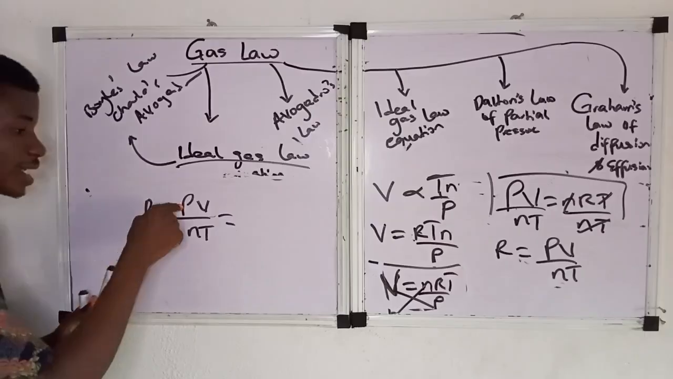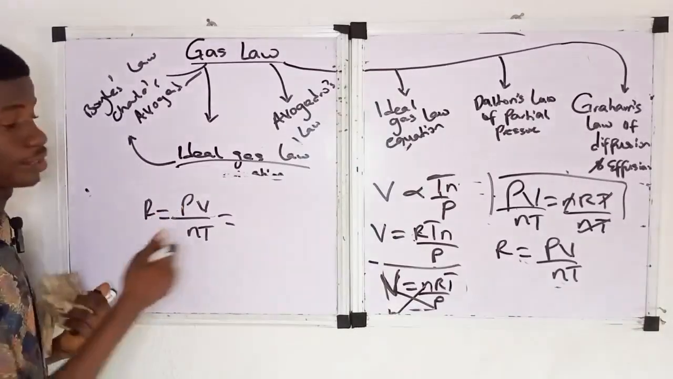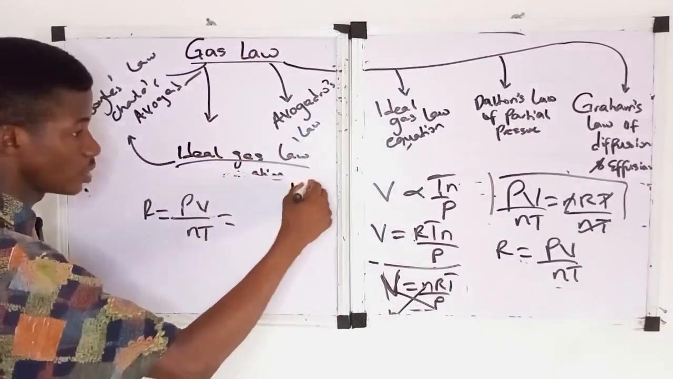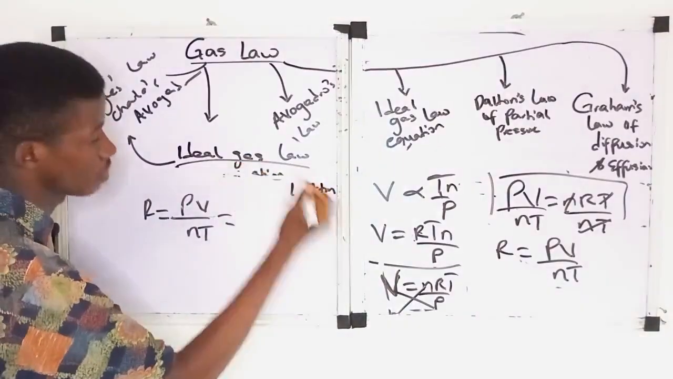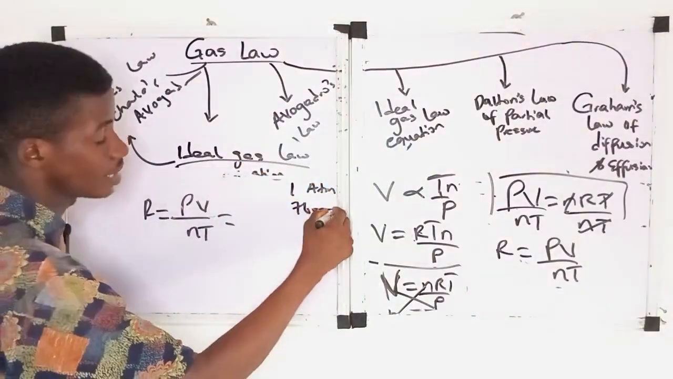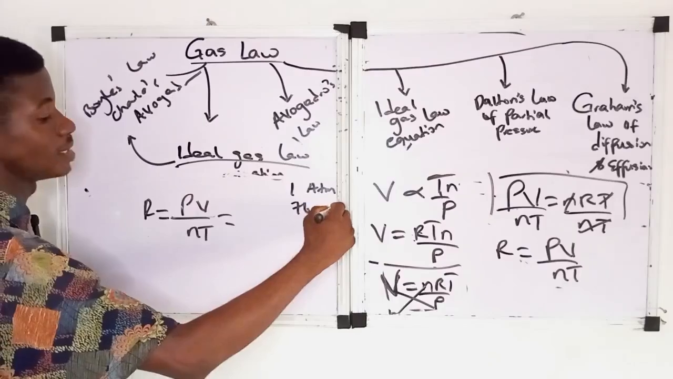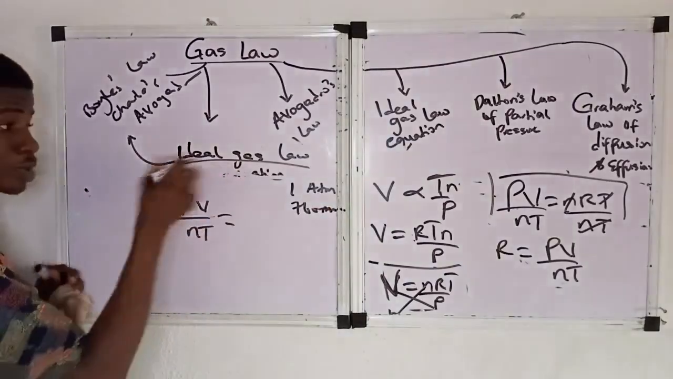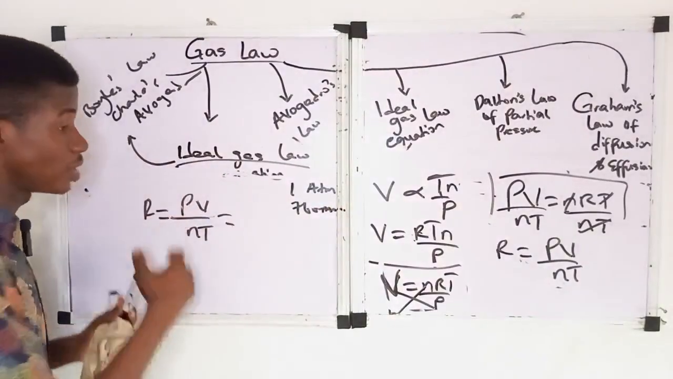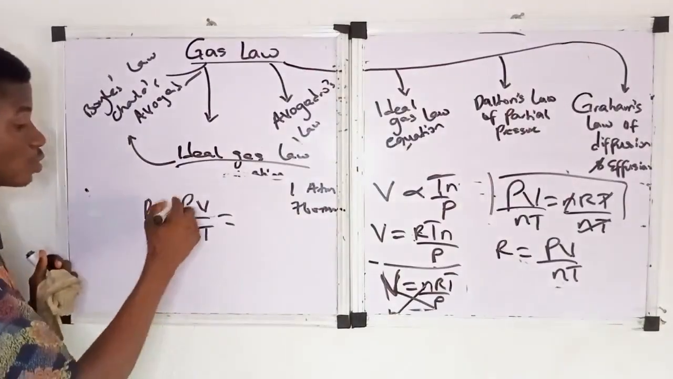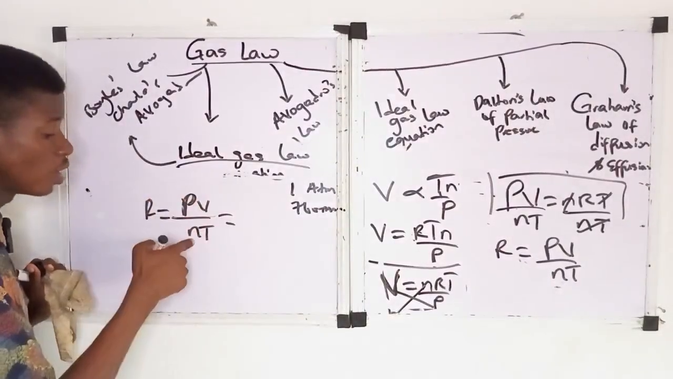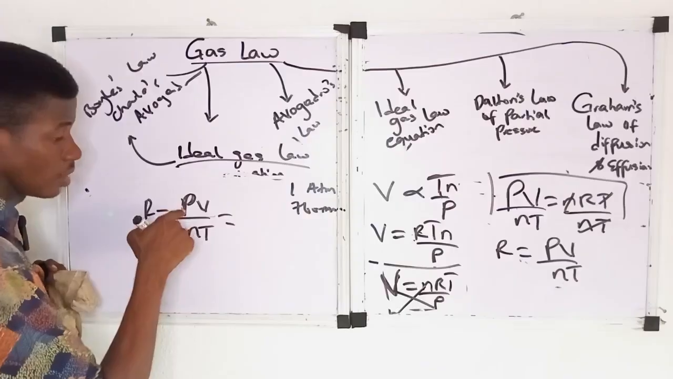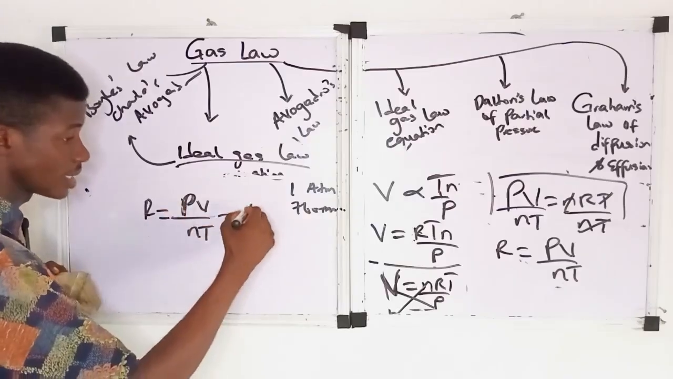So what is the standard pressure? Standard pressure is 1 atmosphere or 760 millimeter mercury, right? Yes, 760 millimeter mercury. But when we are dealing with a gas flow, our pressure is always in atmosphere. So for 1 mole of a gas, the pressure is 1 atmosphere, right?